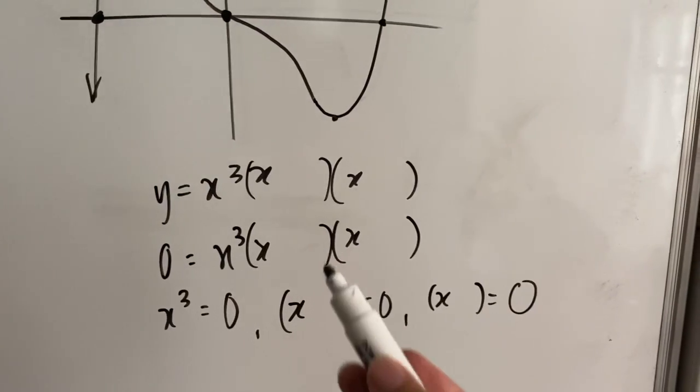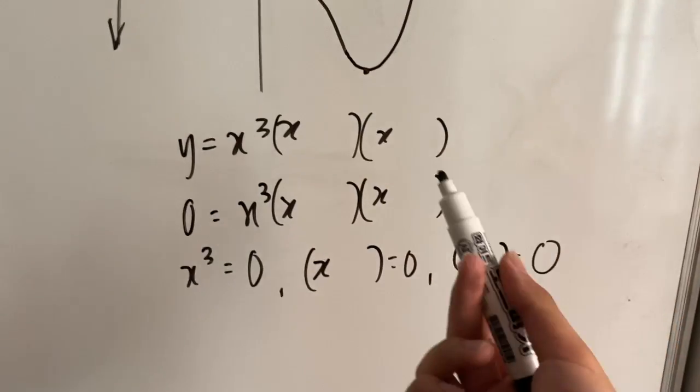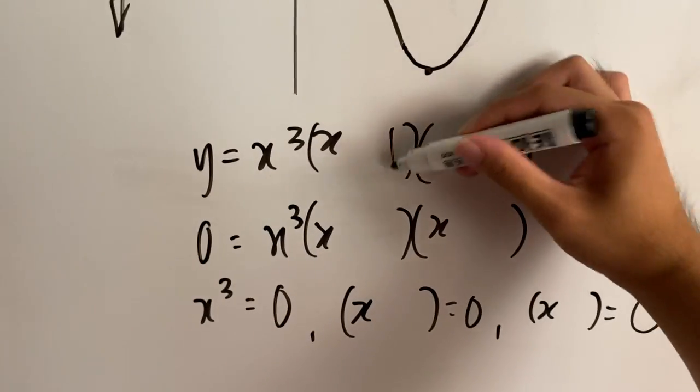Well, that means that I can choose any numbers I want, all right? You know what? For simplicity's sake, I'm going to choose the number 1. Let's put a 1 in here. Let's put a 1 in here.